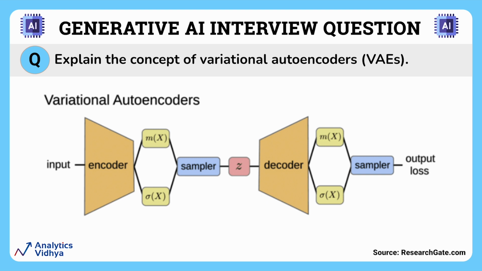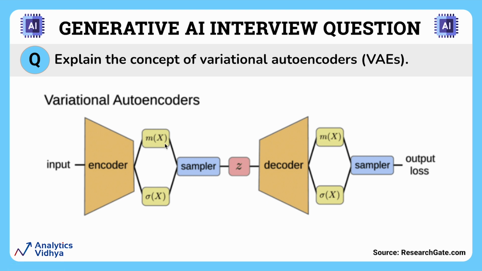Now, VAEs take the concept of autoencoders a step further. In addition to learning how to compress data, they also learn how to generate new samples that are similar to the training data. This means they can create variations or newer versions of the input data.